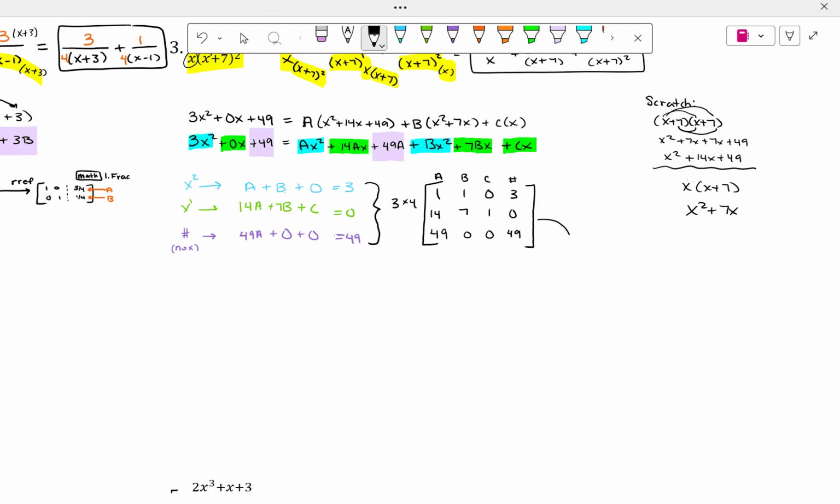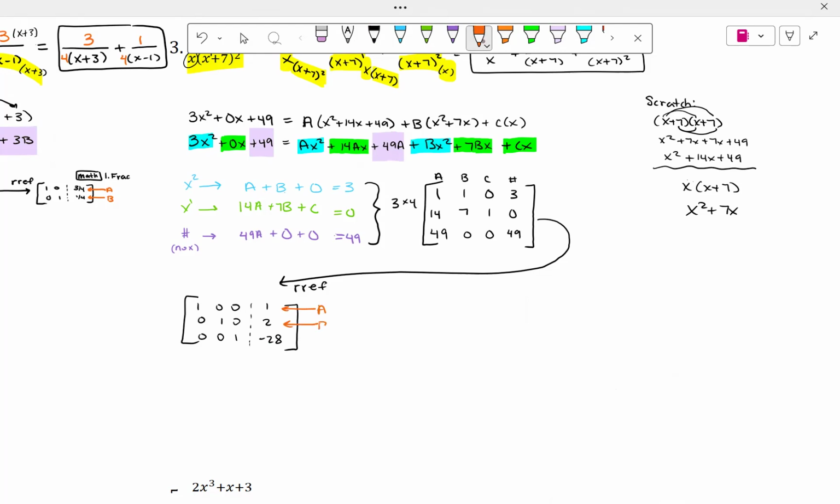After I run my RREF with my calculator on this, it is going to give me the identity matrix 1, 0, 0, 0, 1, 0, 0, 0, 1 on the left-hand side with that imaginary line. And then on the right-hand side, it's going to give me the values of 1, 2, and negative 28. And so I know those correspond back to my unknown variables that I'm trying to find. There's my A of 1, there's my B of 2, and there's my C of negative 28.